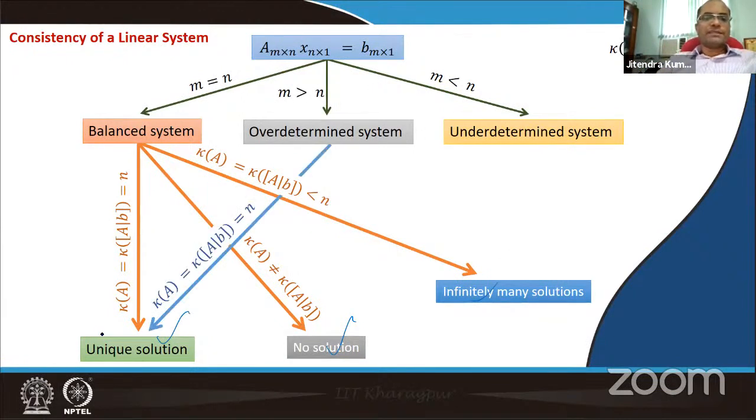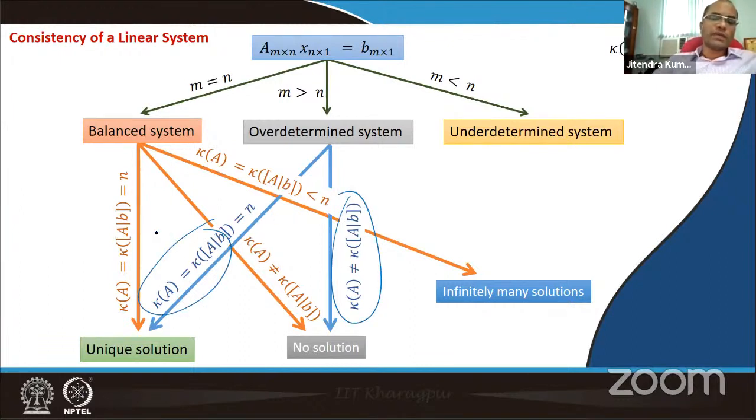The overdetermined system, so we have the unique solution. Again, when the three ranks, these two ranks are equal to n, so the same situation. And the no solution when the two ranks are not equal. So if the two ranks are equal, then actually we have consistency and there are possibilities of having a unique solution or infinitely many solutions.